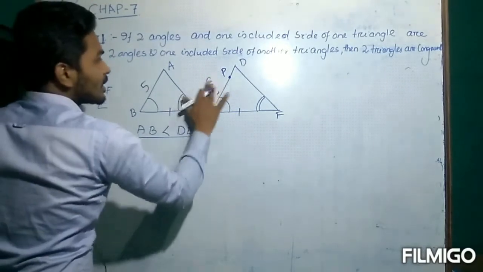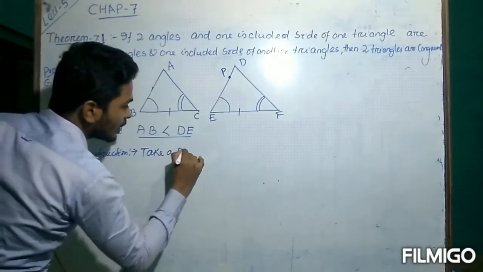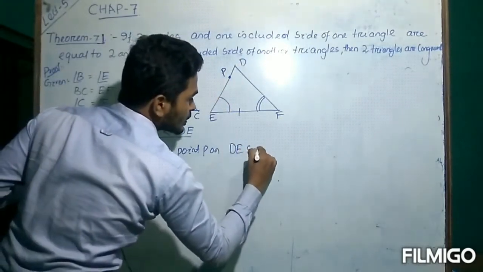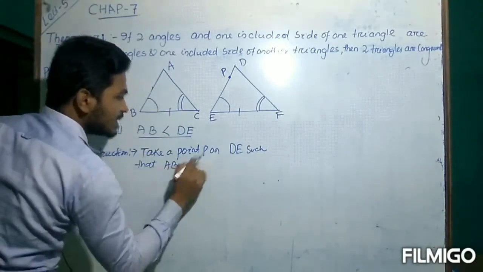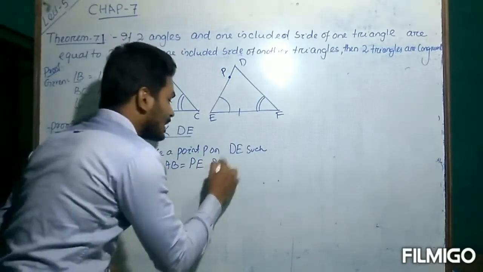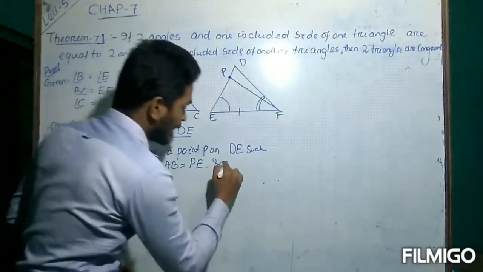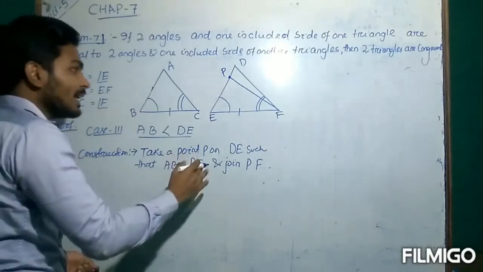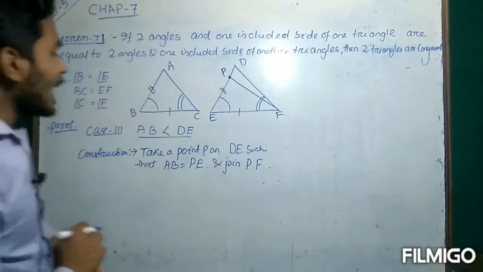So let us construct. Take a point P on DE so that this distance is equal to this distance. Is this clear? And then what will we do? Then we have to join P and F, join PF. Since it is already constructed that this distance is equal to this distance, now what will we do?